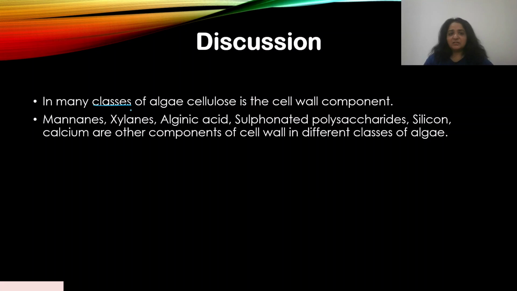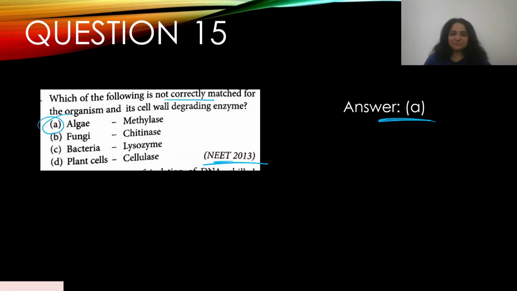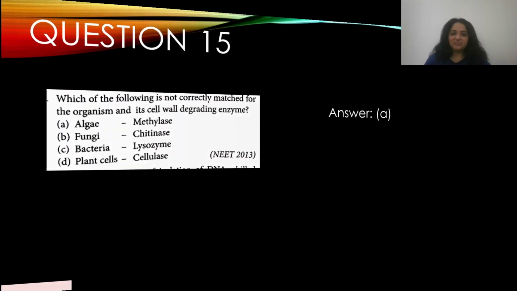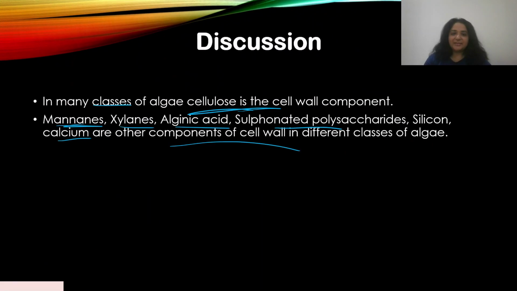Now in many classes of algae, cellulose is the cell wall component, so you will ideally use cellulase. Now there are many classes of algae, so they have different components of cell wall. Some classes contain manganese, xylanes, alginic acid, sulfonated polysaccharides, silicon, calcium, and so on. But methylase definitely doesn't fit into any of that. So that is the correct answer for this particular question, because it's the incorrect match. Okay, let's move on then.